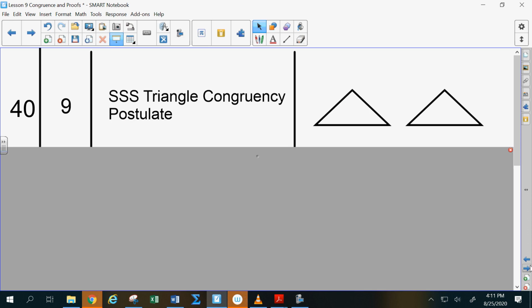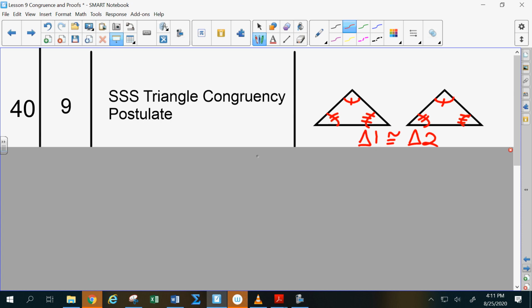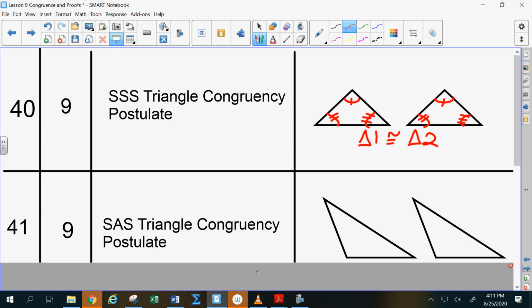One of those was the SSS congruency postulate. What that says is if I know these 2 sides correspond and have the same measure, if I know these 2 sides correspond and have the same measure, and if these 2 sides also have equal measures, that is enough to say the triangles are congruent. We don't have to prove that the angles match up and are congruent.